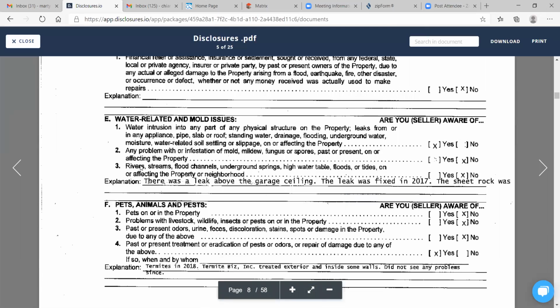Here comes the one right here. Water intrusion, any physical, that means water leaks into the house. And then there'll be an explanation right here. There is a leak above the garage ceiling. The leak was fixed in 2017. The sheetrock, it doesn't say that. I was about to ask that one too. It's very strange, it was not finished. But it seems like they fixed the problem back in 2017.